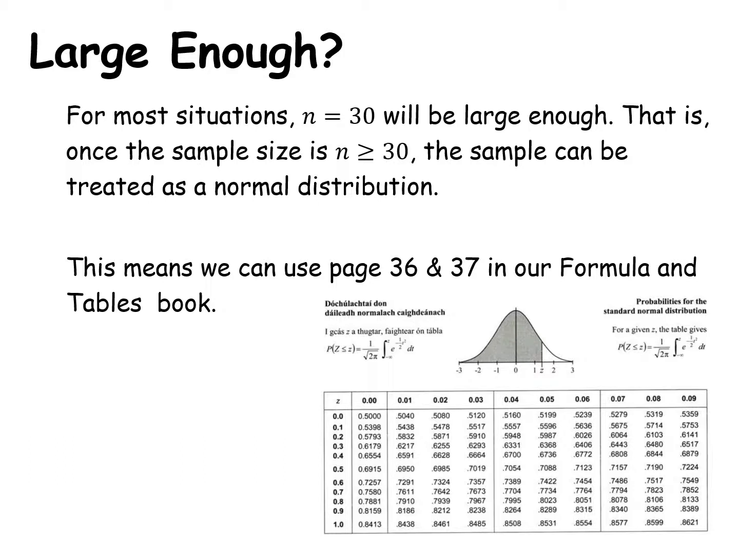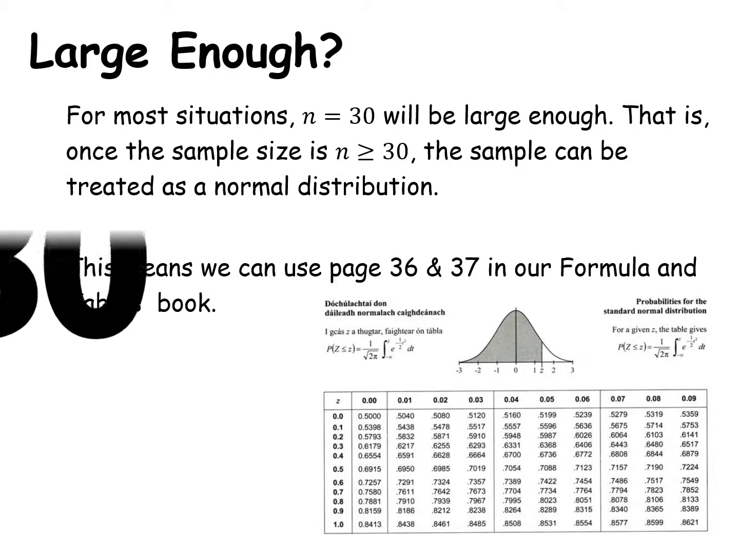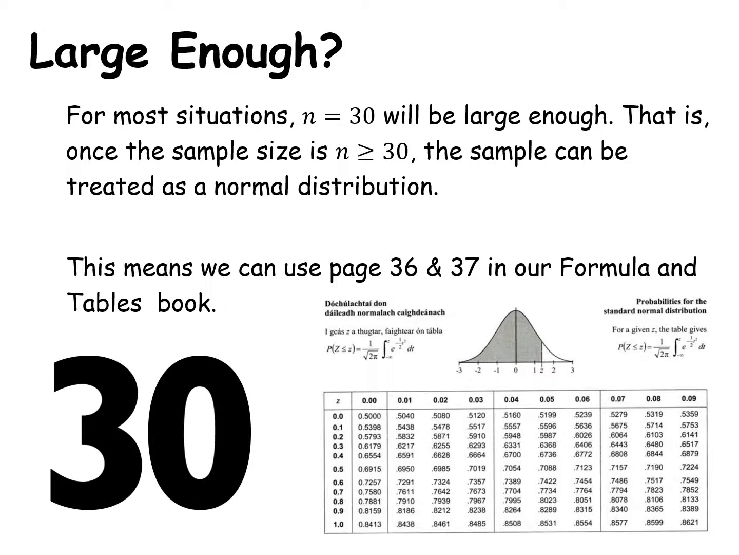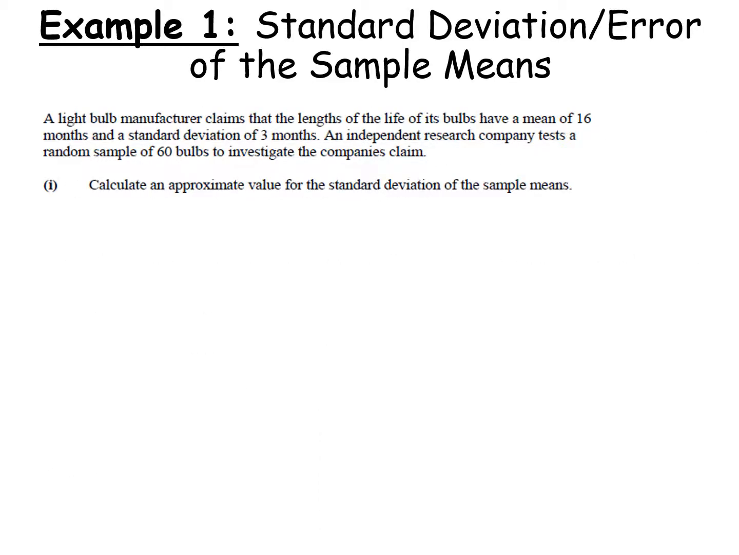It doesn't matter what kind of distribution, it doesn't matter the distribution of the underlying population. Once I have a sample of 30 or more, I can use pages 36, 37 for the sample. So our magic number is 30. When we say large enough, we're talking about a sample size of 30 or more, and it's really important that you have that in your head. So let's try an example.